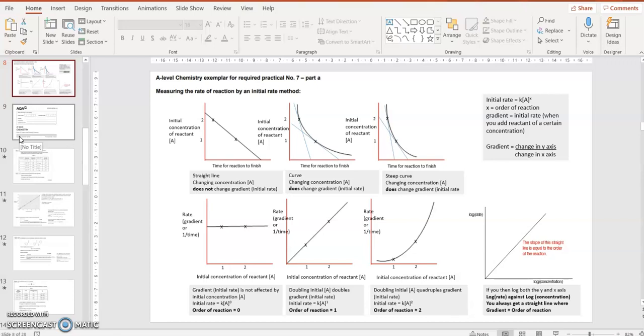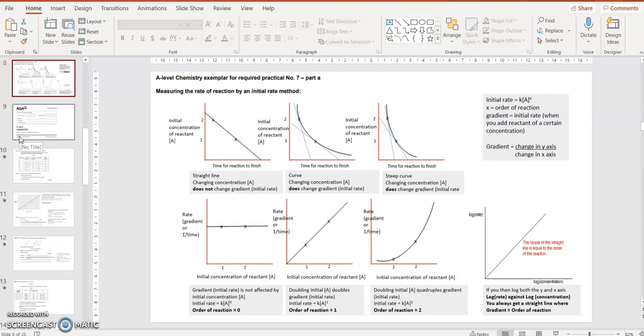So quickly again, initial concentration on the y-axis, time to finish along the bottom: straight line, order 0; curve, order 1; very steep curve, order 2, because you're measuring the gradient changes. If you're asked to do rate up the side, which is 1 over time, against the initial concentration of the reactant along the bottom, if it's a straight flat line, it's order 0.